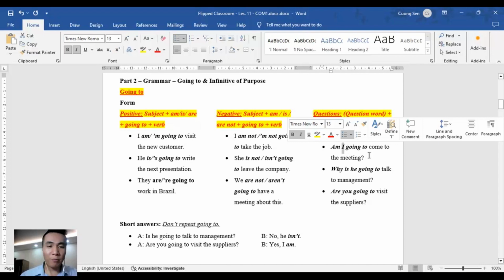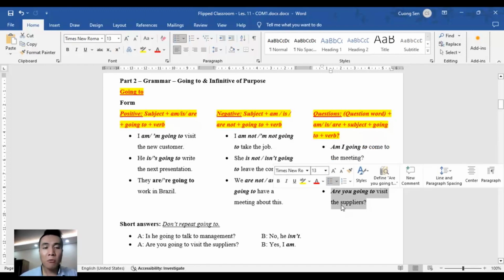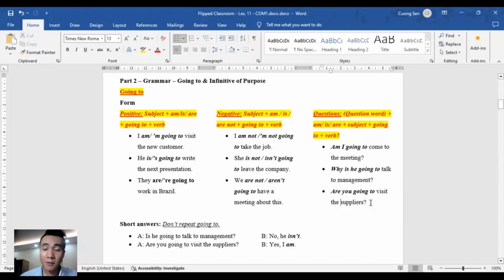So that's it. Now we put the same thing here. We have question words right here: why, is, subject is he, going to, and talk to the management. Done. Very easy. I told you that grammar is nothing but easy. And the last one is, are you going to visit the suppliers? That's done. So we're basically done with the grammar of going to. Extremely easy. And that is how you make positive sentences, negative sentences, and questions.